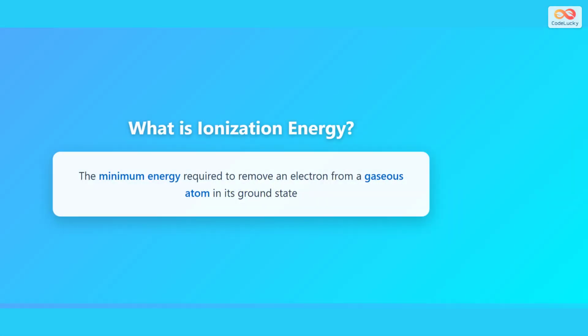Ionization energy is defined as the minimum energy required to remove an electron from a gaseous atom in its ground state. The atom must be in the gaseous state because we want to measure the energy needed for an isolated atom without any interference from neighboring atoms. The ground state means the atom is in its lowest energy configuration, not excited.